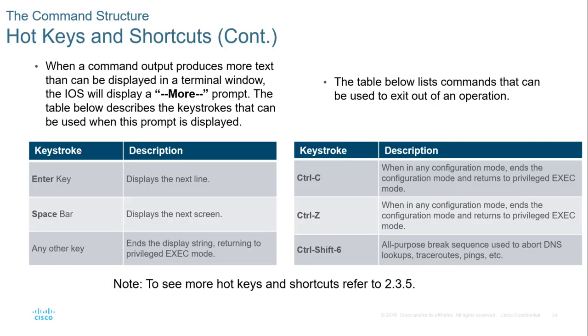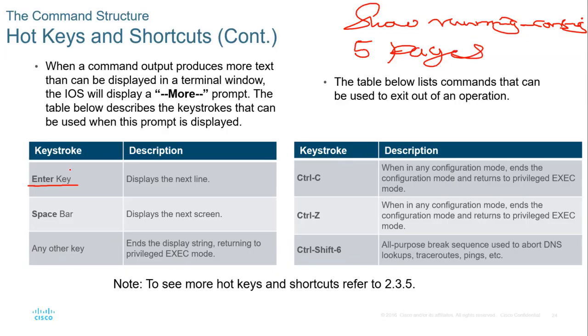So still we have other keystrokes, the shortcuts, the hotkeys. We have enter. The moment you run the command show running config, it is going to display like 5 pages. So you can use enter. If you use enter, it displays the next line. Let's assume that this is the page. But if you use the enter key, it keeps on displaying a line. You press enter, it brings another one. You press enter, it brings another one.